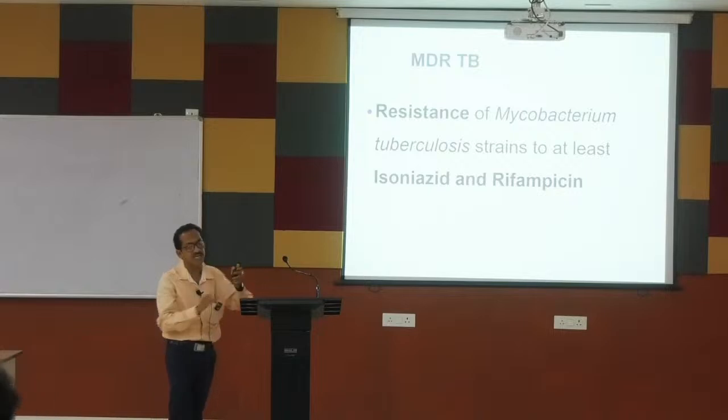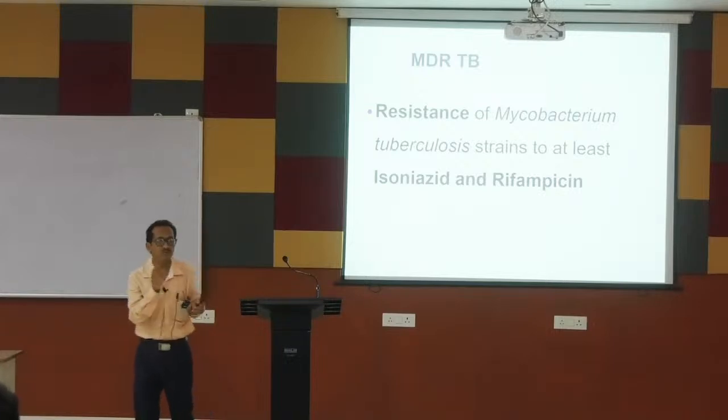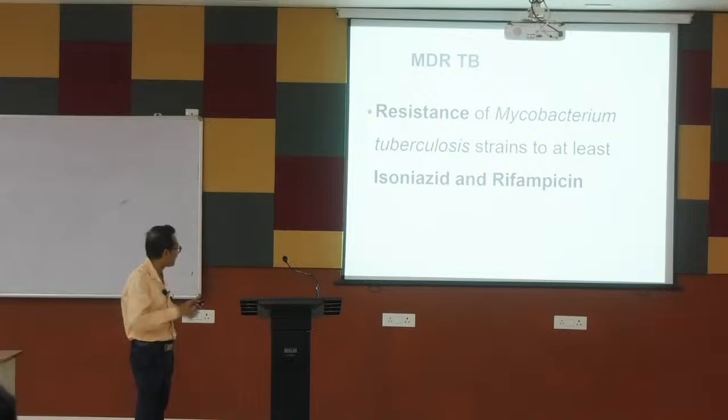Now, what is MDR-TB? There are three terms: MDR-TB, pre-XDR-TB, XDR-TB. So, what is MDR-TB? Resistance to rifampicin and INH. That is MDR-TB. This will be asked, even in exam. MDR-TB is resistance to isoniazid and rifampicin.